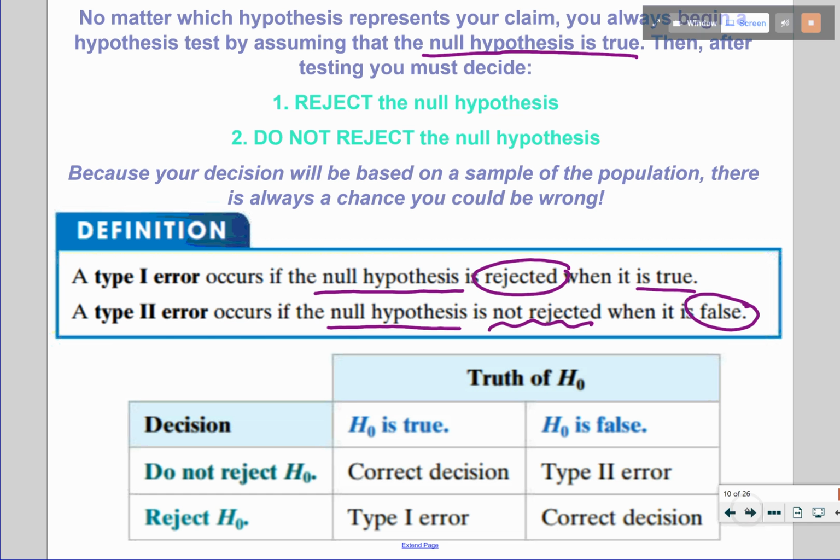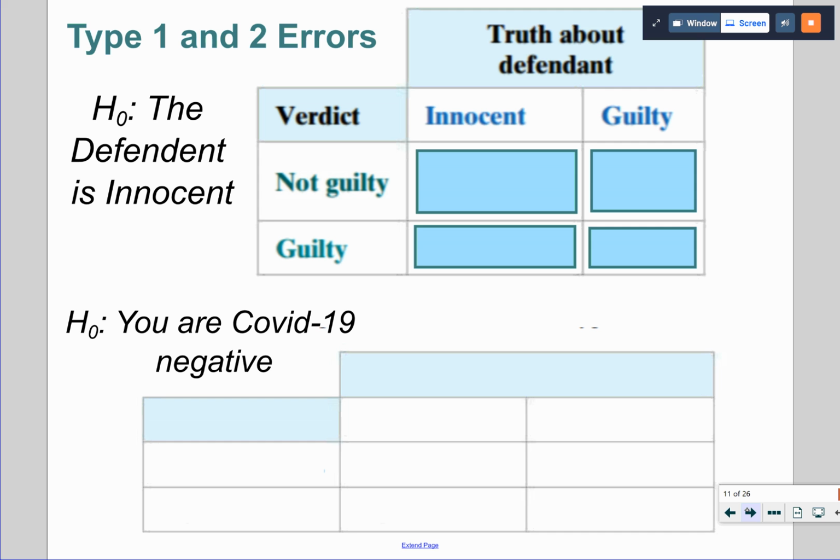A very common example when you look up type 1 and type 2 errors in statistics is innocent until proven guilty. So here the null hypothesis is that a defendant is innocent. So we assume that someone is innocent until we prove them guilty. So at the top, we've got the truth in reality of whatever this defendant did. So this person is either innocent or guilty of their crime. And then on the side are the verdicts that can be made from the jury, either not guilty or guilty.